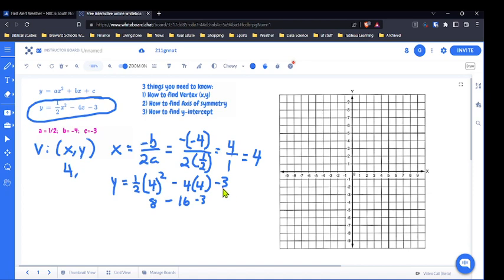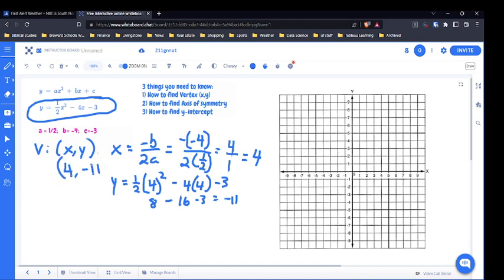So, wow, I didn't really think this thing through too well, but it's going to end up being 8 minus 16 is minus 8, and then minus 3 is minus 11. So my vertex is going to be at 4 comma minus 11.